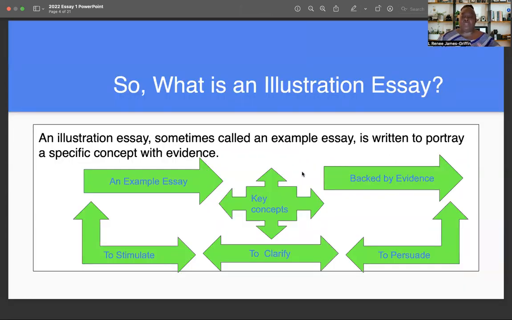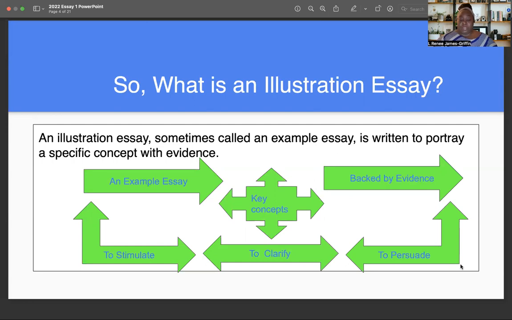So what is an illustration essay? An illustration essay, sometimes called an example essay or an exemplary essay, is written to portray a particular concept with evidence. So look at the diagram. You have key concepts backed by evidence, and typically this type of essay is done for 3 reasons. You want to stimulate interest in a certain topic. You want to clarify a point or some key concepts to make sure that the reader understands it, or you want to persuade the audience to your way of thinking.